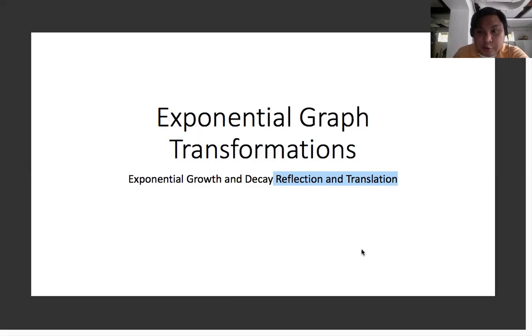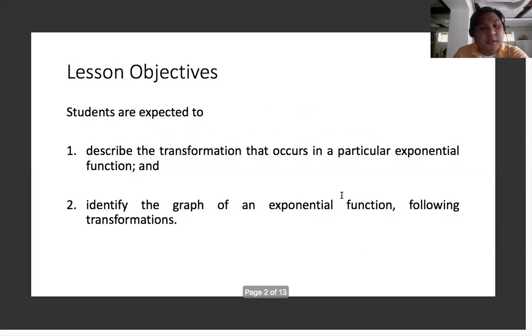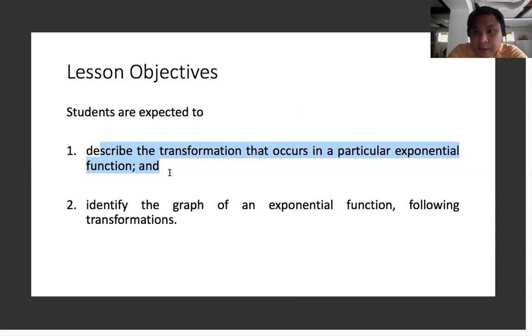So before we go to the main lesson, let's look at the objectives. The objectives for this week would be to describe the transformation that occurs, whether it's a reflection or a translation. We will not go over rotation. This is just a bit too difficult for us to handle right now.